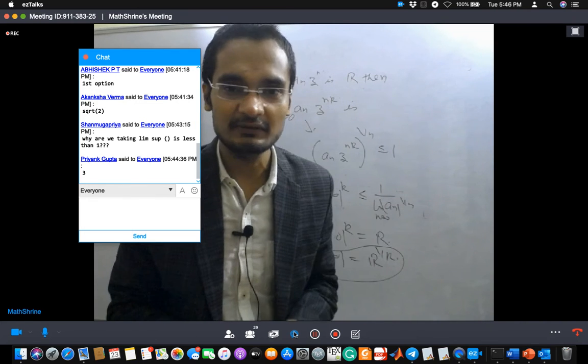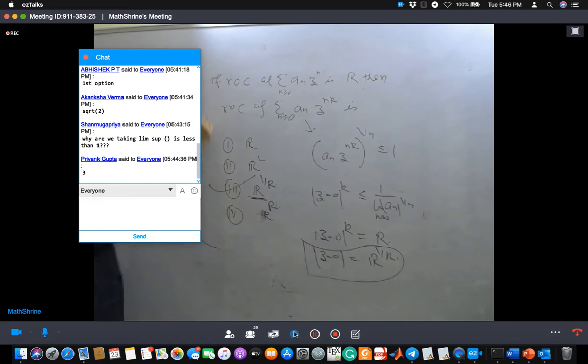So remember that it is by the Cauchy nth root test. The Cauchy nth root test says the limit as n goes to infinity of |a_n| to the power 1 by n: strictly less than 1, convergent; equal to 1, the test fails; greater than 1, divergent.